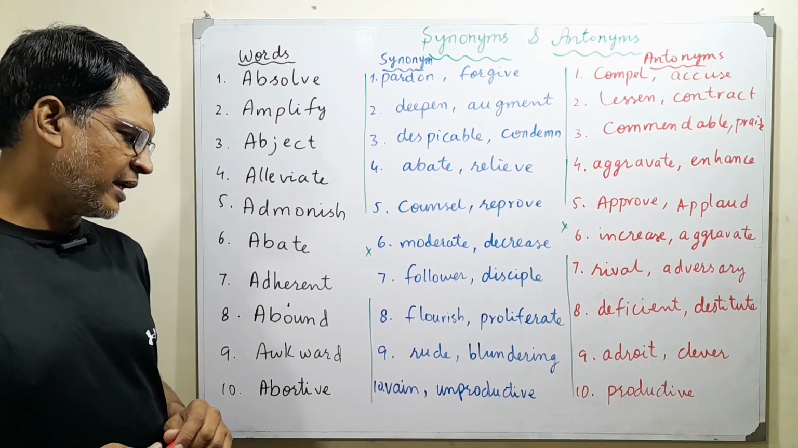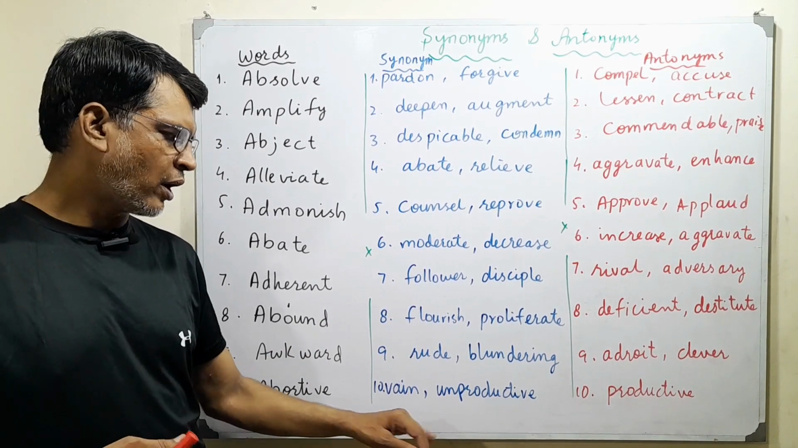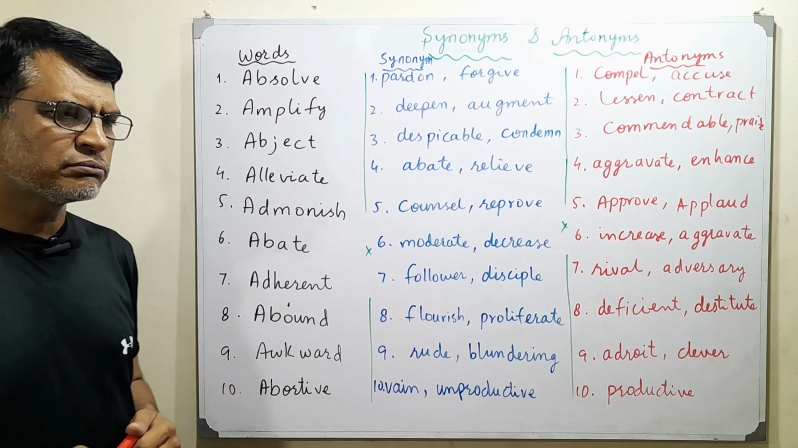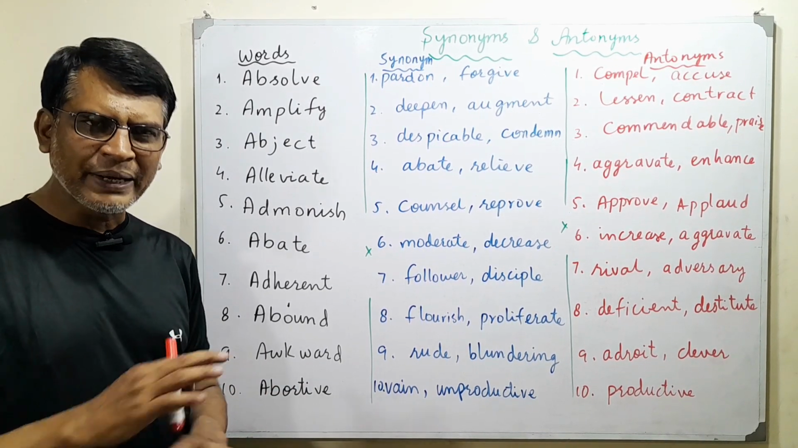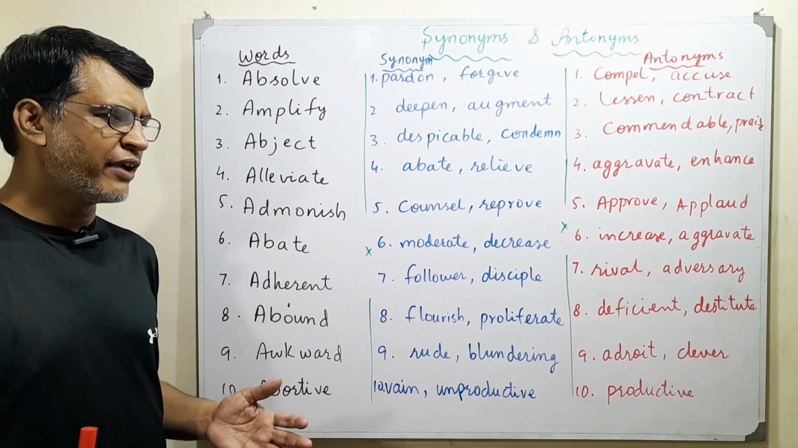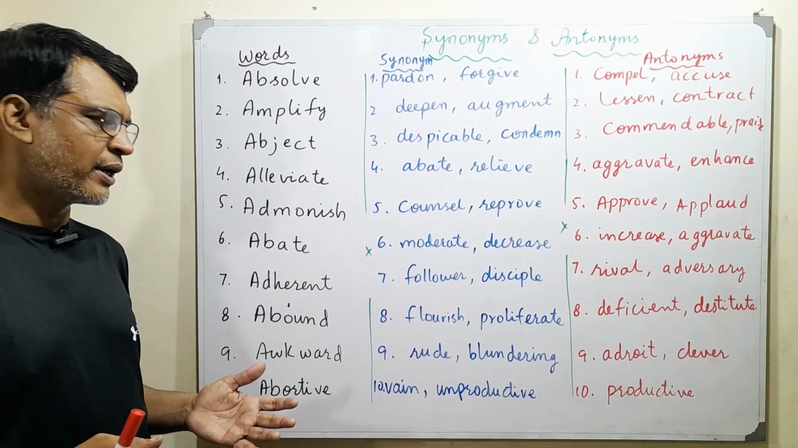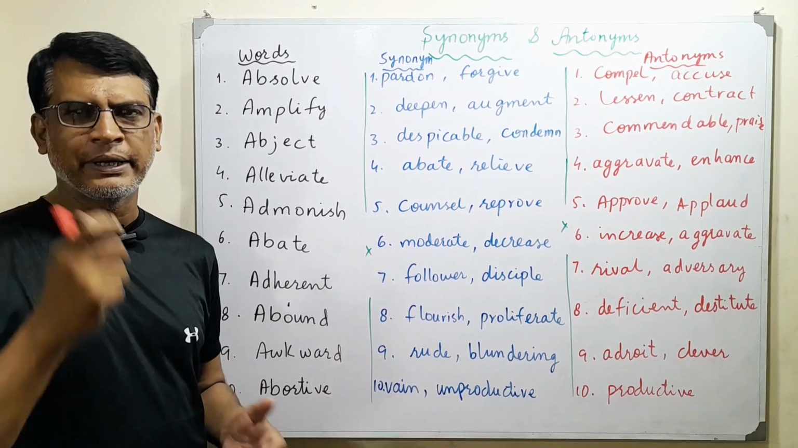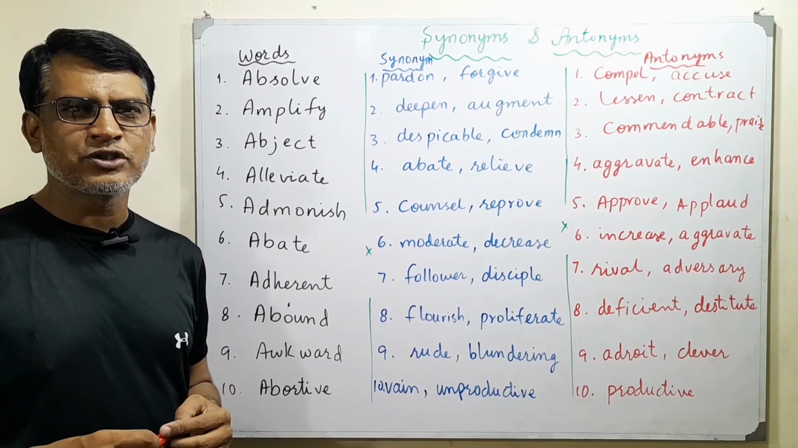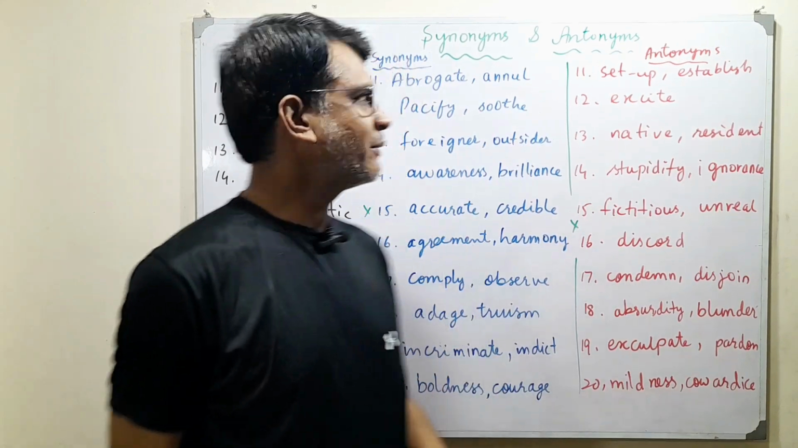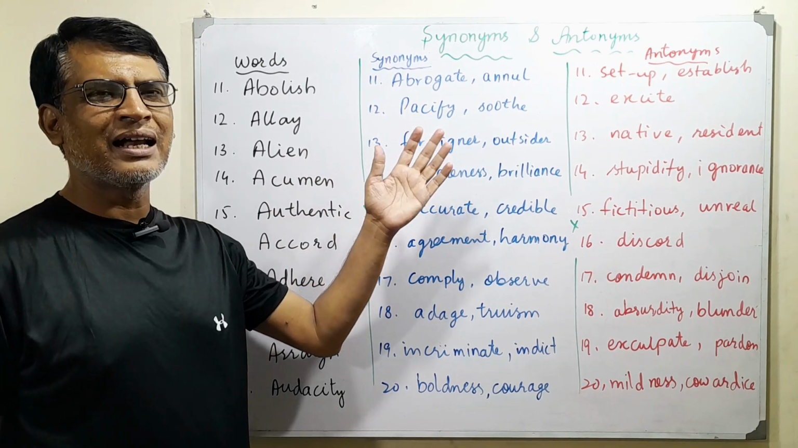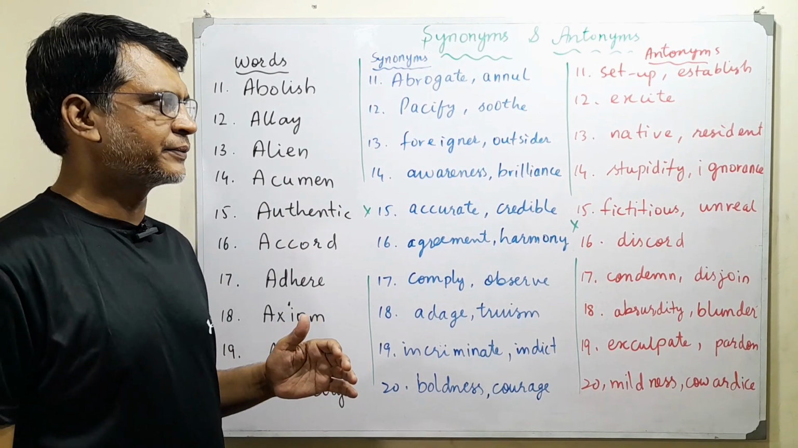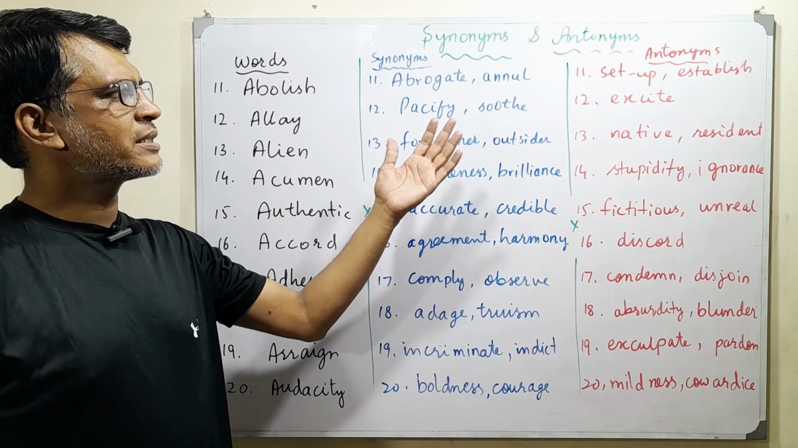Abortive is vain or unproductive. If your actions are abortive, they are not bringing any results. They are in vain. But if your actions are productive, they are bringing results, and those results are commendable. Then we have abolish. Abolish is abrogate or annul. It means to end something. The antonym is set up or established.